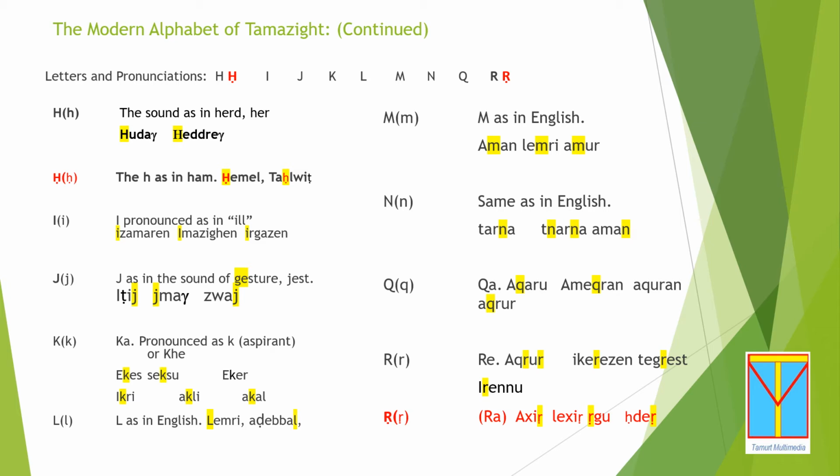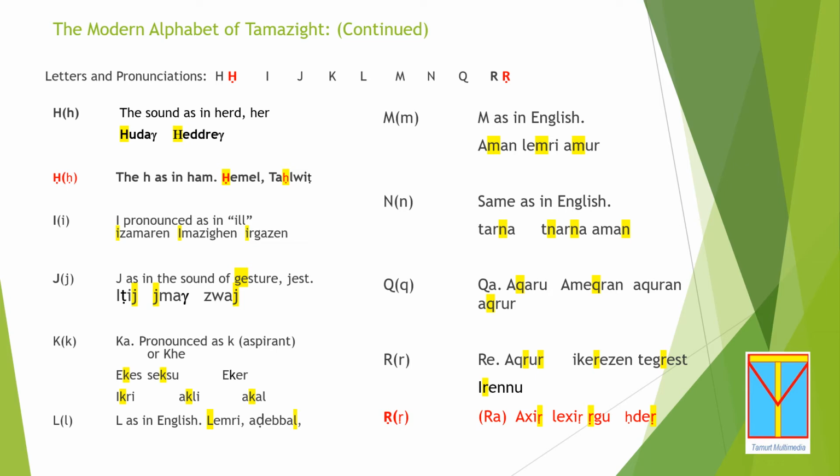The I as in il, izamaren, imaziran, irgazin. The J as in the sound of gesture or just. Itij, jmar, zwaj. The K as in ka or ke. So we say a kiss, siksu, a ker. But we say ichri, echlin, echel.